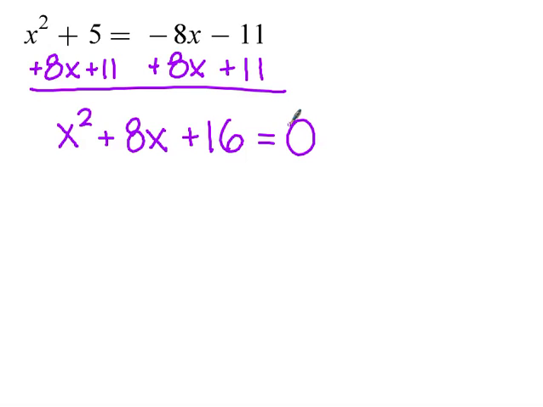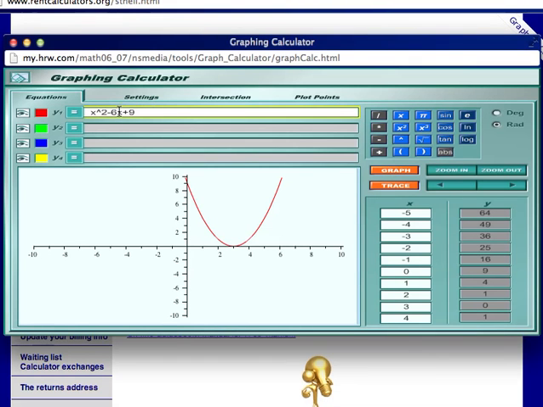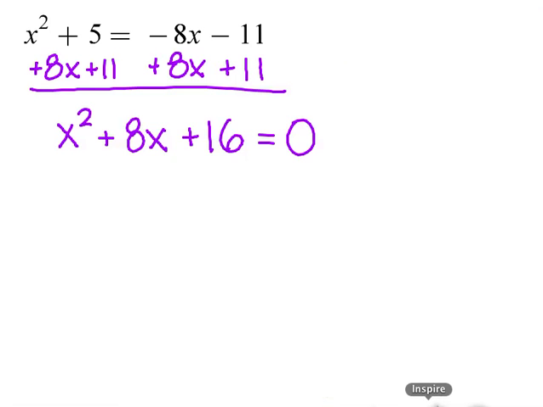So go ahead and type that in. x squared plus 8x plus 16. What's your solution at? Negative 4. All right, so my answer is negative 4.